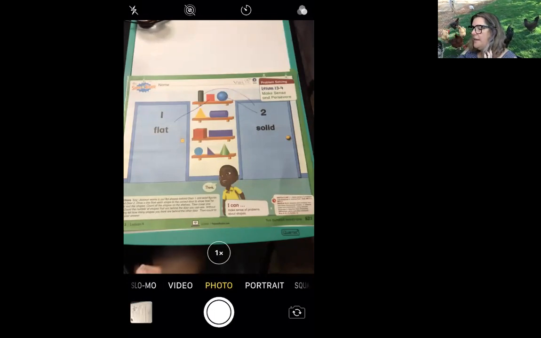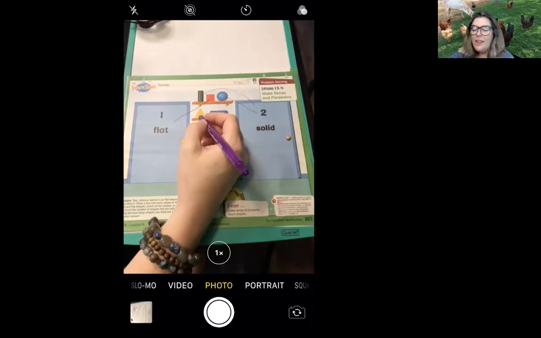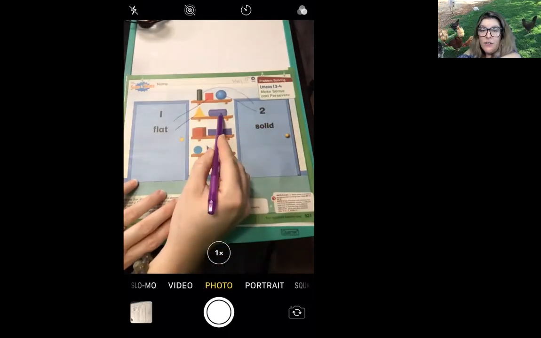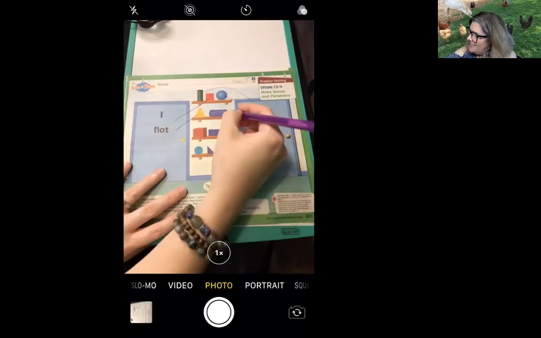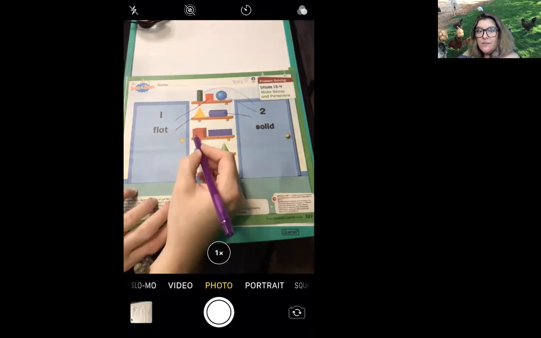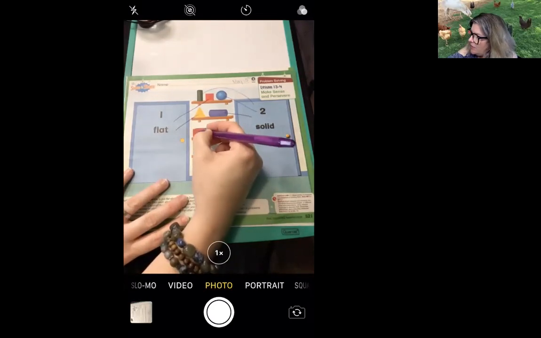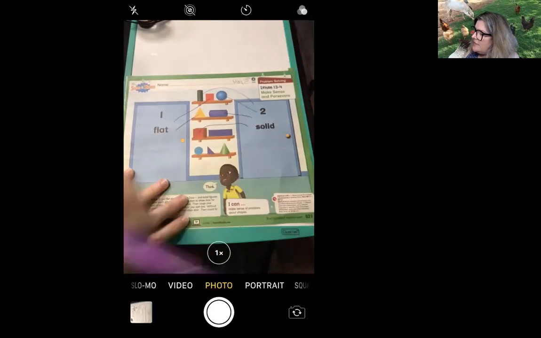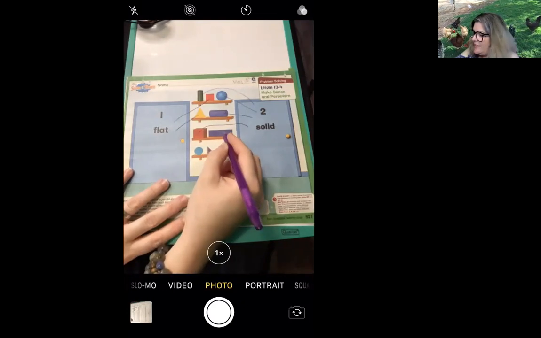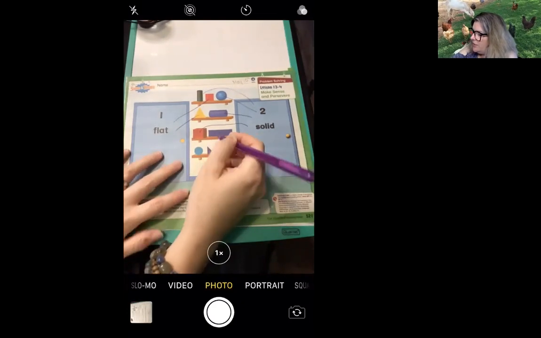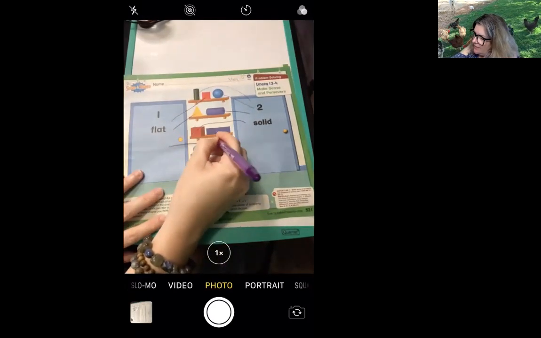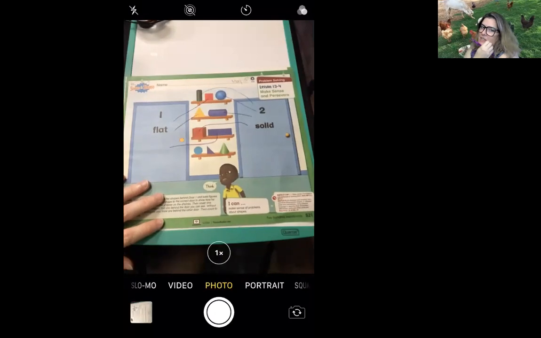All right, what about this triangle? Triangles are flat. And we said cylinders are solid. What about this cube? Cubes are solid. So I'm going to do a little curvy line to door number 2. What about this rectangle? Rectangles are flat, so I'm going to do a curvy line again to there. Let's see if I can. There we go. Perfect.